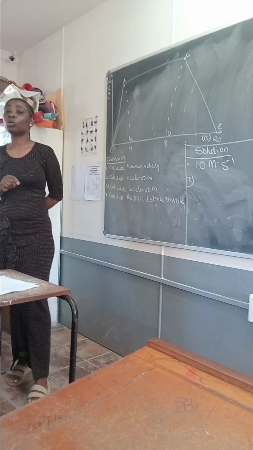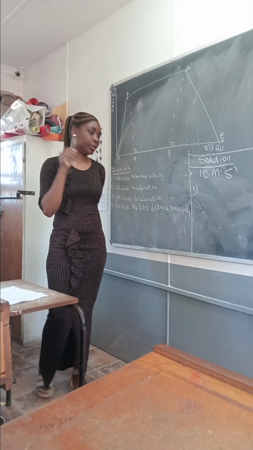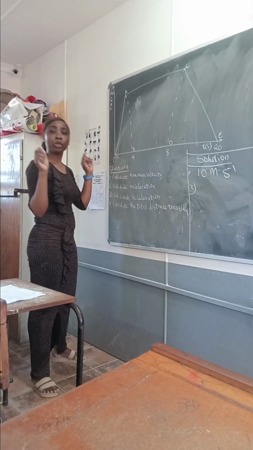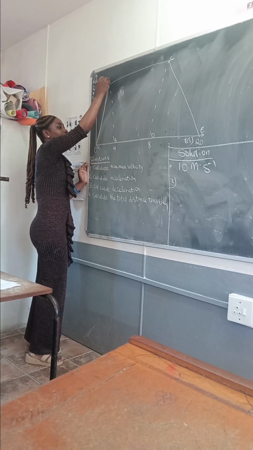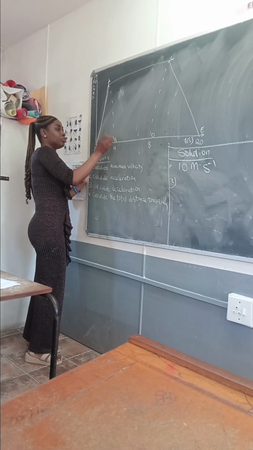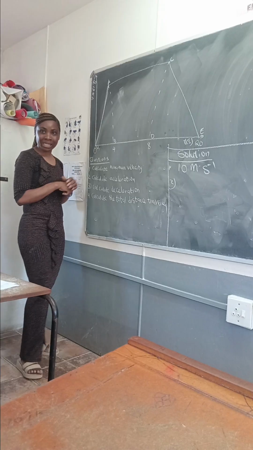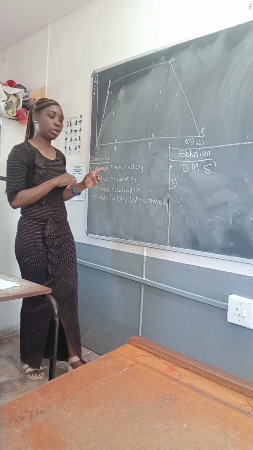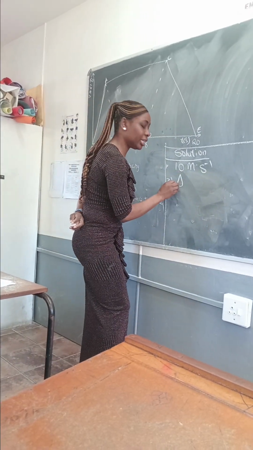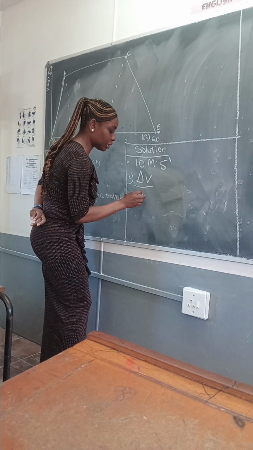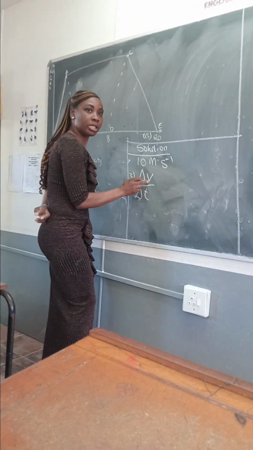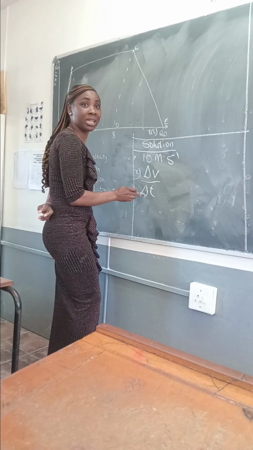Question number 2 says that we should calculate the acceleration. And which point is acceleration? As you can see here, this point of A, B, and O is the acceleration point. That means we're going to use change in velocity over change in time, delta V over delta T.